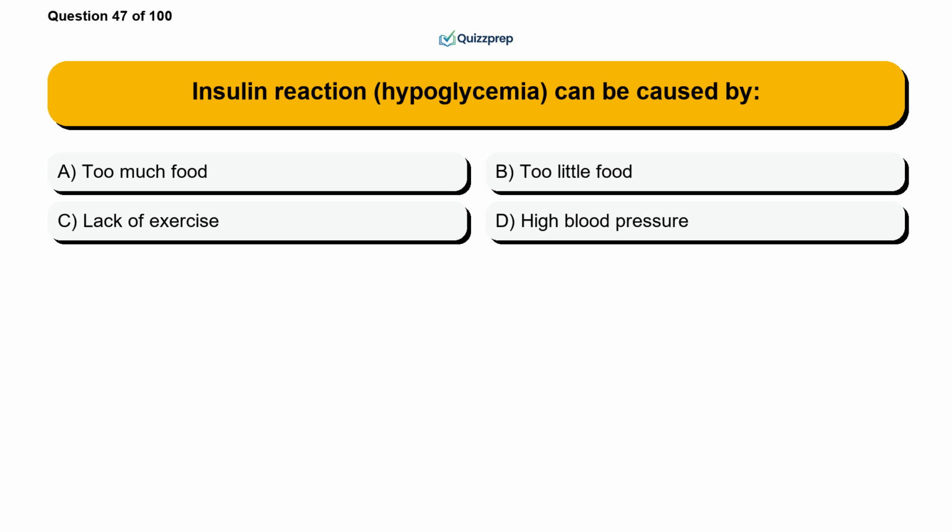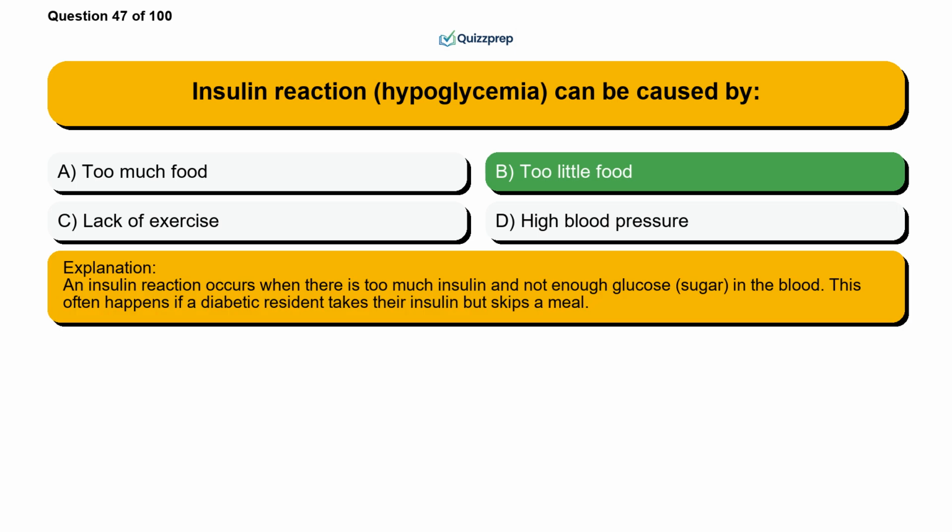Question 47. Insulin reaction, hypoglycemia, can be caused by option A, too much food, option B, too little food, option C, lack of exercise, option D, high blood pressure. The correct answer is option B, too little food. An insulin reaction occurs when there is too much insulin and not enough glucose, sugar, in the blood. This often happens if a diabetic resident takes their insulin but skips a meal.